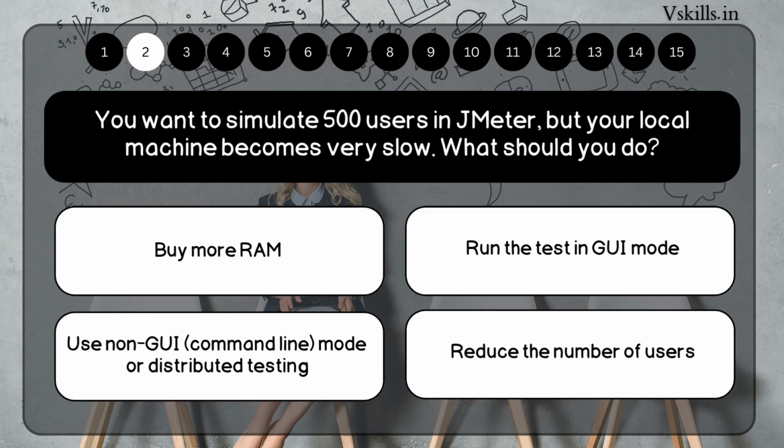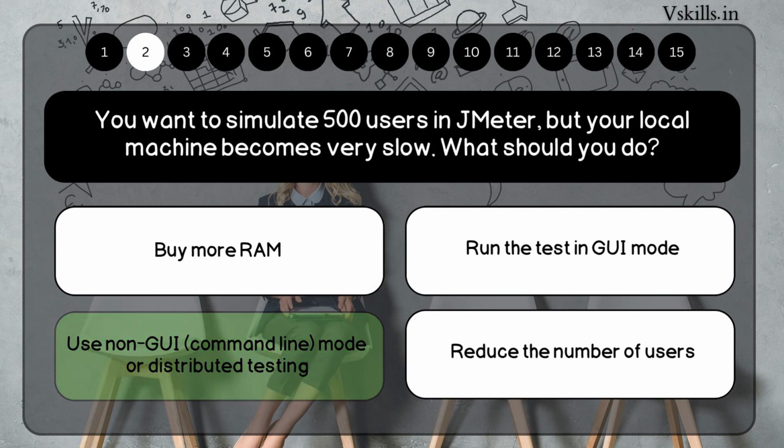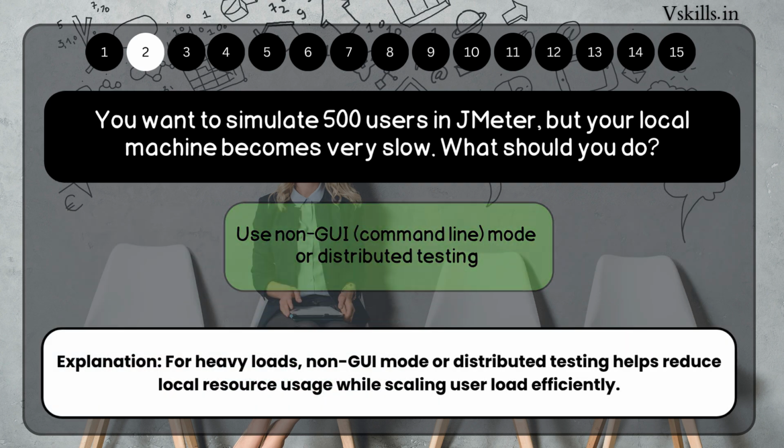Question 2. You want to simulate 500 users in JMeter, but your local machine becomes very slow. What should you do? The correct answer is use non-GUI, command line, mode or distributed testing. As for heavy loads, non-GUI mode or distributed testing helps reduce local resource usage while scaling user load efficiently.